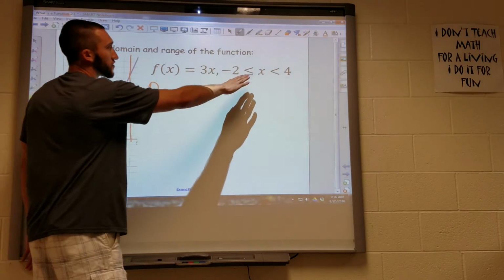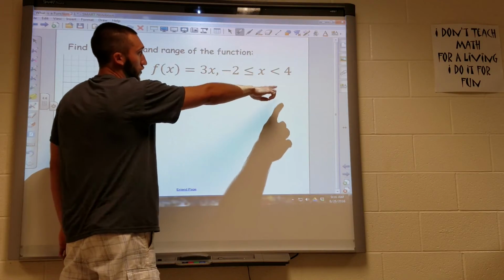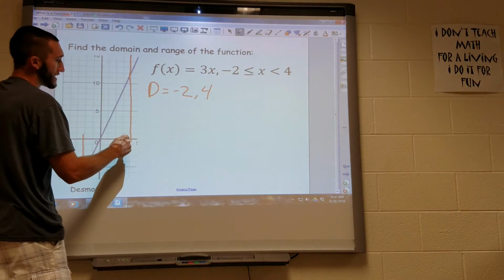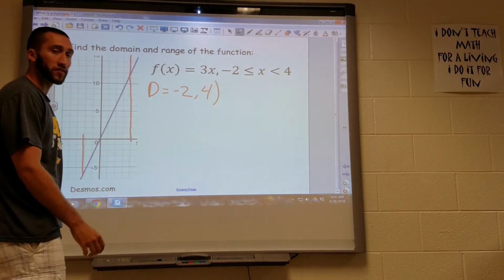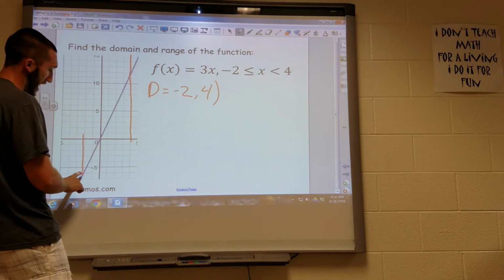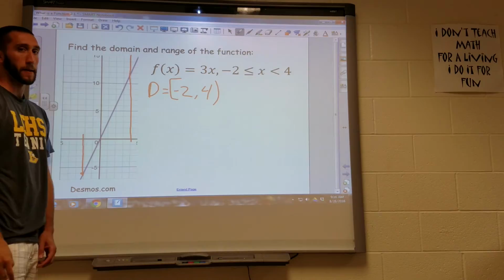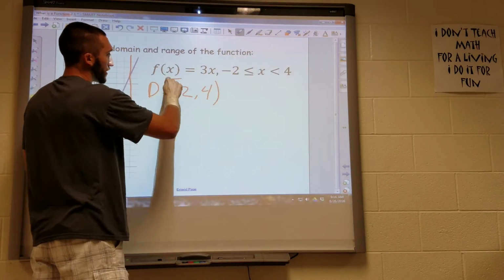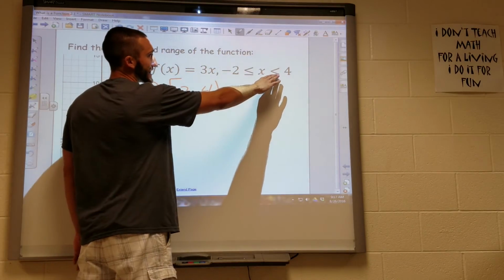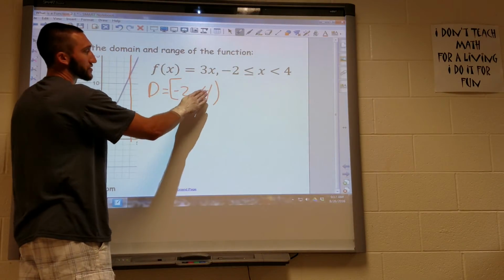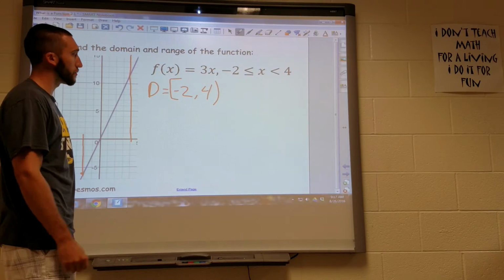However, we had a stipulation here that x has to be strictly less than 4. So since it's strictly less than 4, I never actually touch this point here when x equals 4, so I use a parentheses to define that. And since I actually do touch the graph at -2, I use a bracket to define that. Okay, so less than or equal to, I'm allowed to use a bracket because I actually touch the point -2. This one is strictly less than 4, so I never actually touch the point x equals 4. That's why I use the parentheses there.